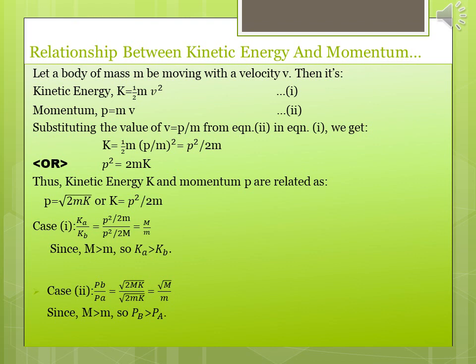Now if a light body A of mass small m and a heavy body B of mass capital M both have the same momentum, then the kinetic energy of light body A will be more than that of heavy body B. And if a light body A of mass small m and a heavy body B of mass capital M have the same kinetic energy, then the heavy body B will have more momentum than light body A.